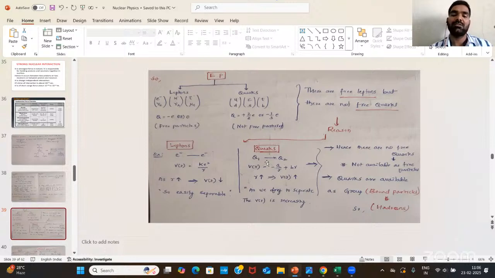So these are the two quarks, Q1, Q2. When we try to separate the quarks, they are not getting separated, and they are attracting. They have much more potential as they go far from each other. Hence, there are no free quarks here. So these quarks are not available as free particles. Quarks are available as groups.